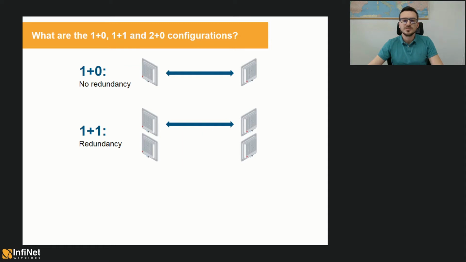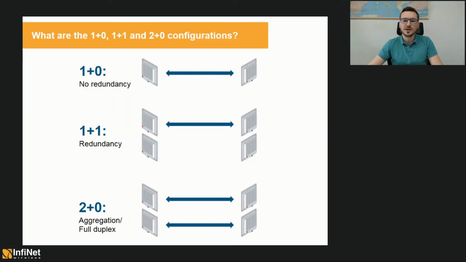I will explain in more detail how the failover mechanism works in a few minutes. The 2+0 configuration is also comprised of 2 parallel links, but this time both links are operational at the same time. This means that besides redundancy, you can implement mechanisms like link aggregation to effectively double the link capacity. You can also achieve full duplex communication by forcing all the uplink data to go through only one link and all the downlink data to go through the other link. Of course, you will need different frequency channels for each link in this configuration.